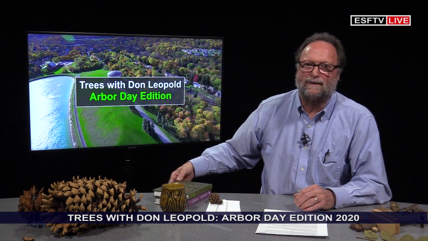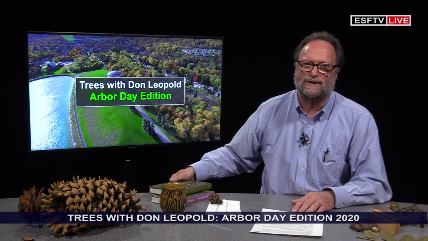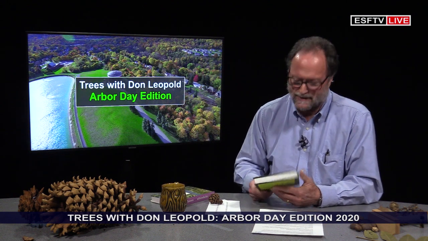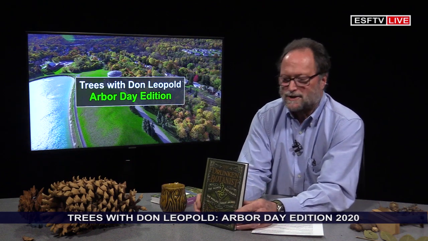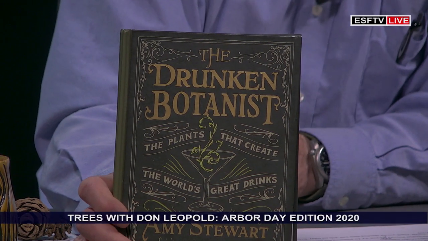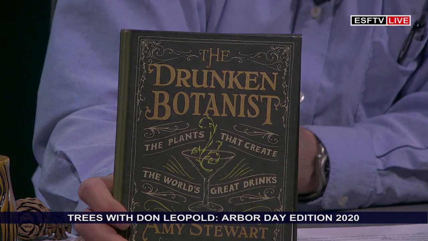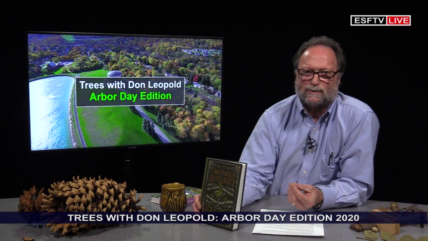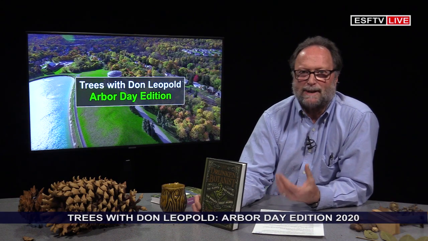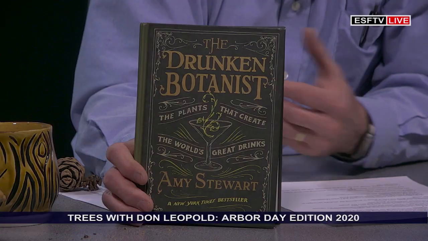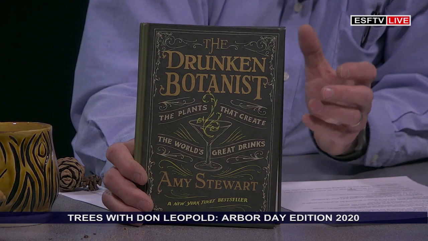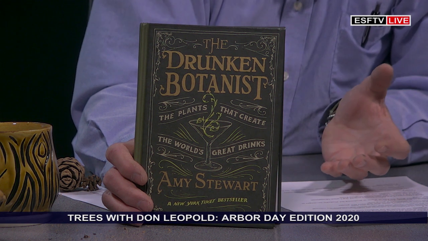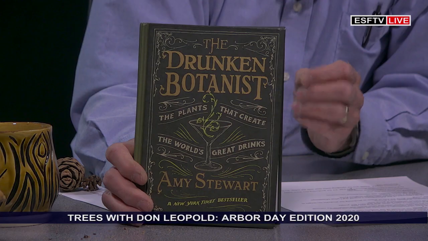About 6 minutes left. If you have any other questions, I would cover two more books. This one might resonate the most with some members of the audience. This is not just about trees, but this is a really fun book. It's called A Drunken Botanist by Amy Stewart, and it's about 80 chapters that are all about two or three pages long, and it's about the plants that make the world's great beverages. So whether it's liquors, liqueurs, wines, beers, whatever, they're all made from plants. And this book goes into those details.